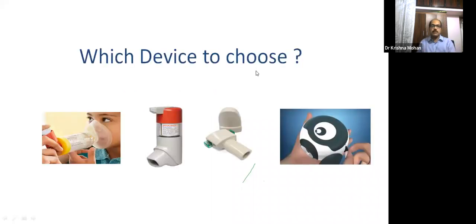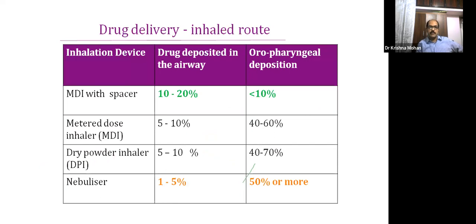So first important thing is which device to use. The device to choose depends upon the age of the patient, how far the compliance is. All these things will affect the decision of choosing the device. But this chart, if you keep this in mind, majority of your confusions will go. You just see this thing.